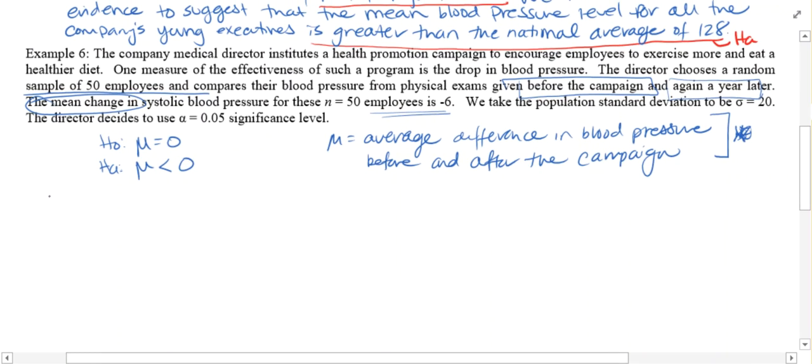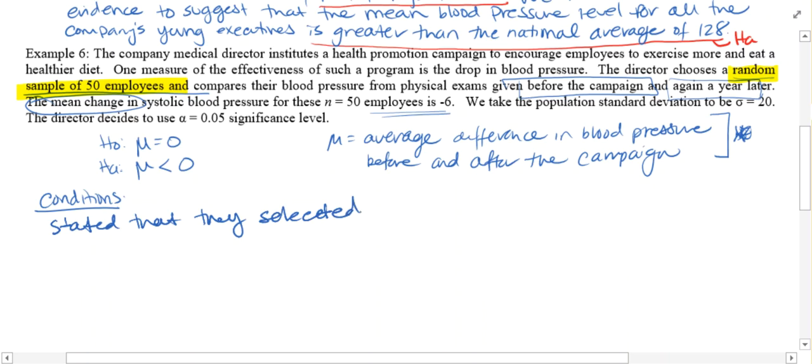Okay, next up we've got our conditions. Simple random sample, approximately normal. Simple random sample, do we have that? Yeah, he said that he chooses a random sample of 50 employees. Perfect. So stated that they selected a random sample of 50 employees.